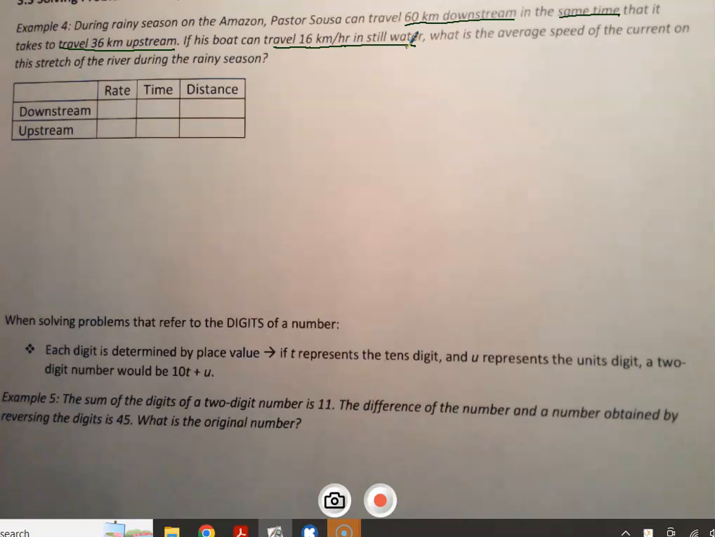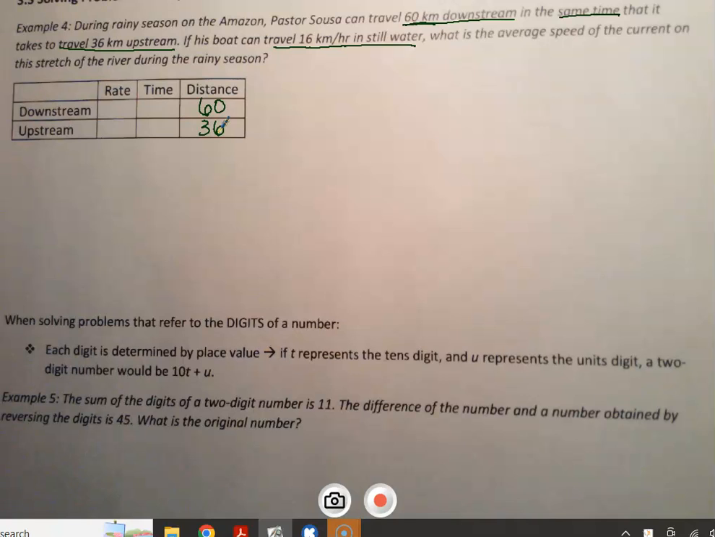So let's read it again. During a rainy season on the Amazon, so we're talking the Amazon River, Pastor Sosa can travel 60 kilometers downstream. Okay, so that's his distance, right? Kilometers. So we're going to put 60 kilometers downstream in the same time that it takes to travel 36 kilometers upstream. So we're going to put that in there. If his boat can travel 16 kilometers per hour in still water, what is the average speed of the current on this stretch of the river during the rainy season?